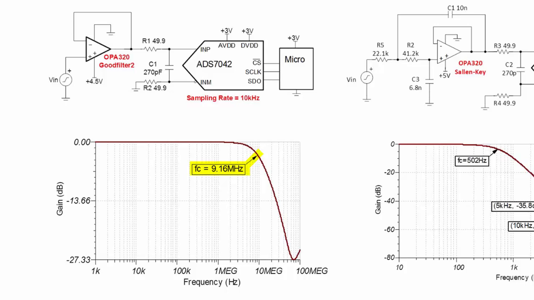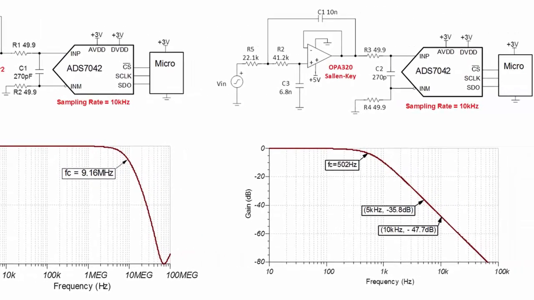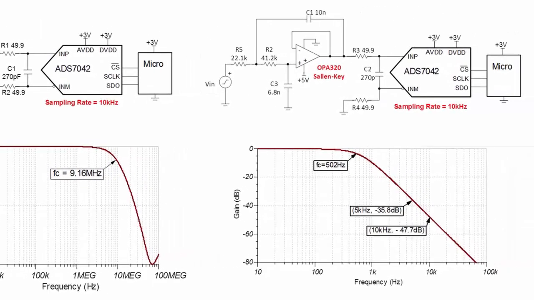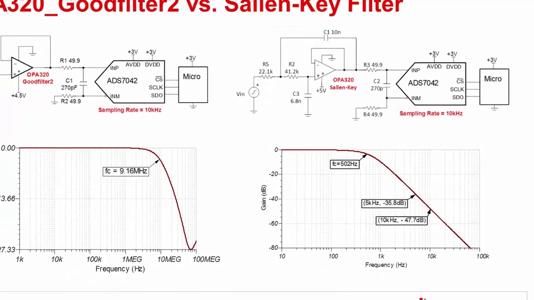For now, it is important to note that this filter's cutoff frequency is 9.1 MHz, and so it will not work as an anti-aliasing filter as the Nyquist frequency is 5 kHz. The next circuit we will look at is a Sallen-Key filter. This is the circuit we designed using the Analog Engineer's calculator and FilterPro. The cutoff here is 500 Hz and the Nyquist frequency is 5 kHz, so this circuit will attenuate any alias signal by at least 35 dB. We will measure the effectiveness of this filter in the hands-on experiment.